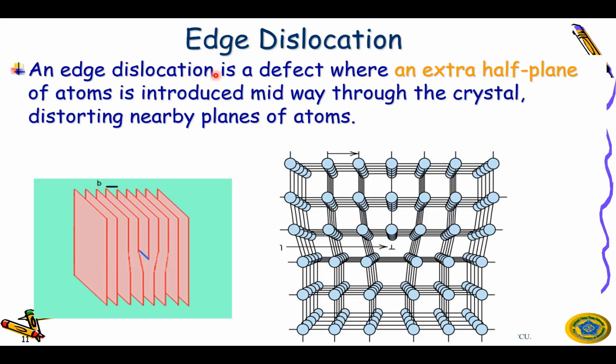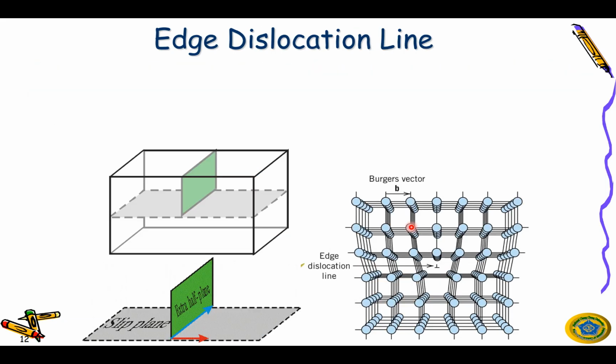So an edge dislocation is a defect where an extra half plane of atoms is introduced midway through the crystal, distorting the nearby planes of atoms. Okay, this is one. If you take a look in three dimensions, this is a plane, right? An extra half plane. You just insert it here. Okay, so we have definitions.